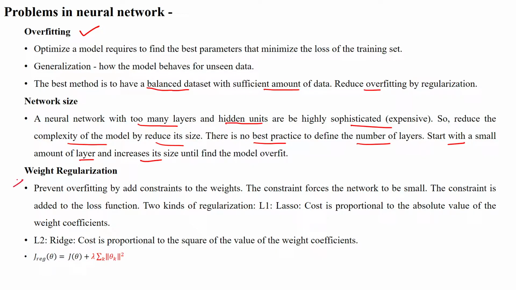And one more parameter is weight regularization, which is avoiding the overfitting by adding constraints to the weights. There are two regularization methods: L1 regularization, lasso regularization, and L2 regularization, ridge regularization. So here we will add that penalty parameter. This lambda is the penalty parameter, and this is the L2 regularization added with the cost function to reduce the weightage of parameters. So it will reduce the magnitude of the parameters.